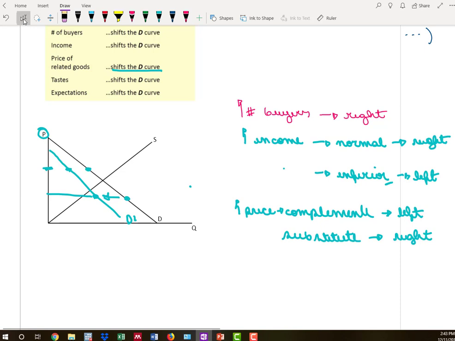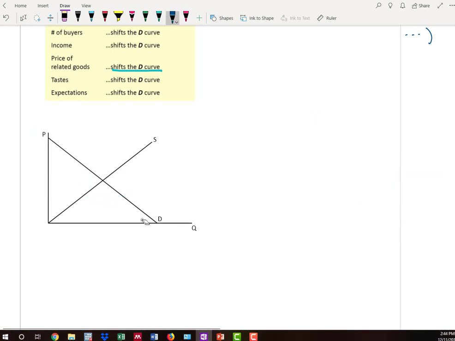With that in mind, let's see what happens to the equilibrium price and quantity in equilibrium when there's a shift in the demand. Now, when the demand shifts to the right, two things happen. First of all, the equilibrium price goes up from here to here, and the equilibrium quantity also goes up from here to here.